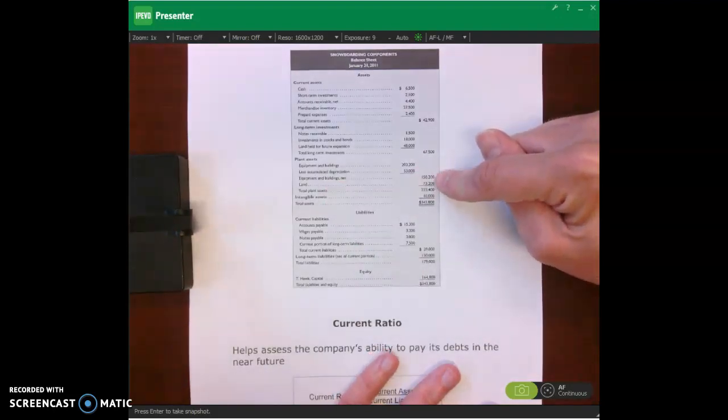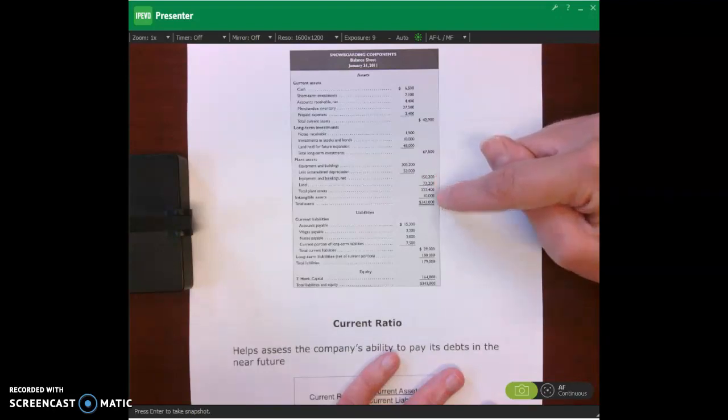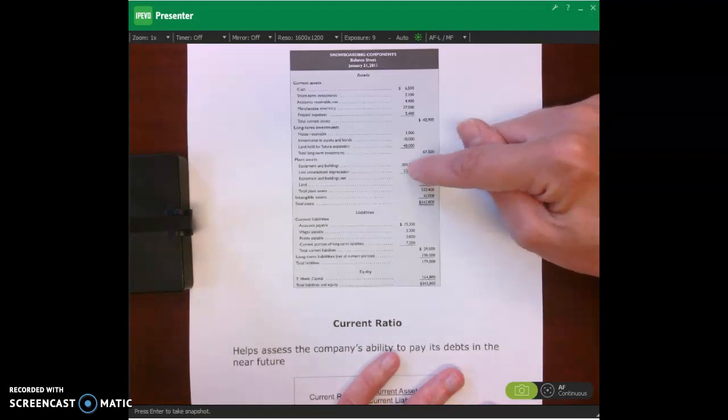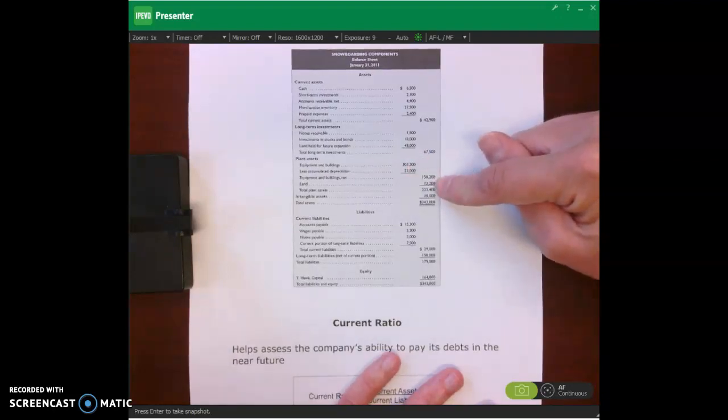That's the book value. We talked about that back in chapter 3. The cost minus the accumulated depreciation gives us our book value, $152,200. Remember, that's the number that comes into calculating total assets. We also have land of $73,200. Land is not depreciated. That's why it's not included up here. It's assumed to have an indefinite life, and that's something we'll talk about more in chapter 10.